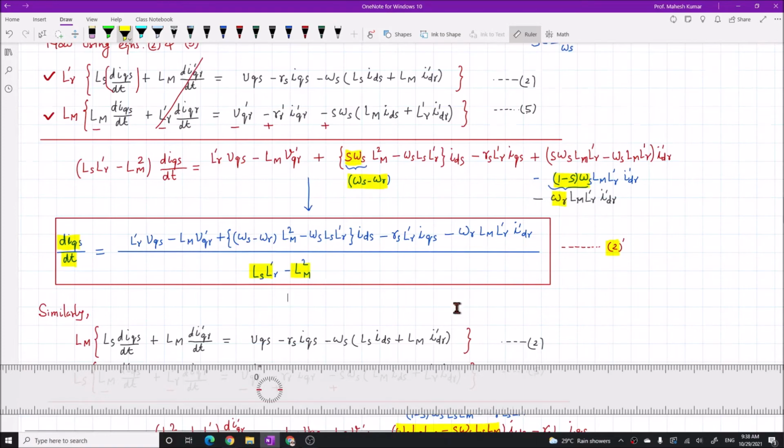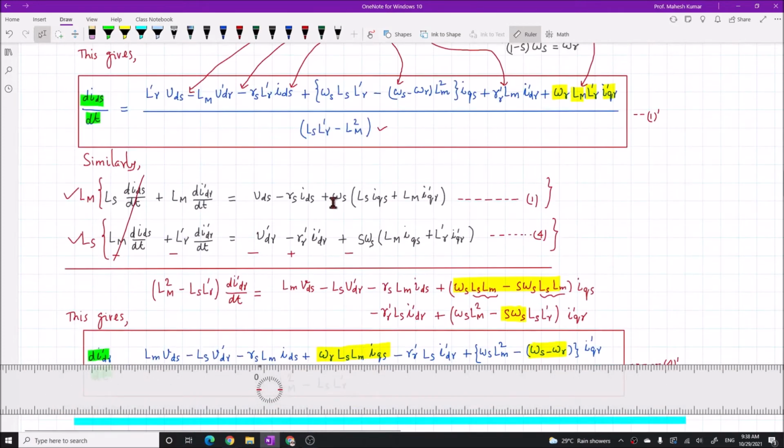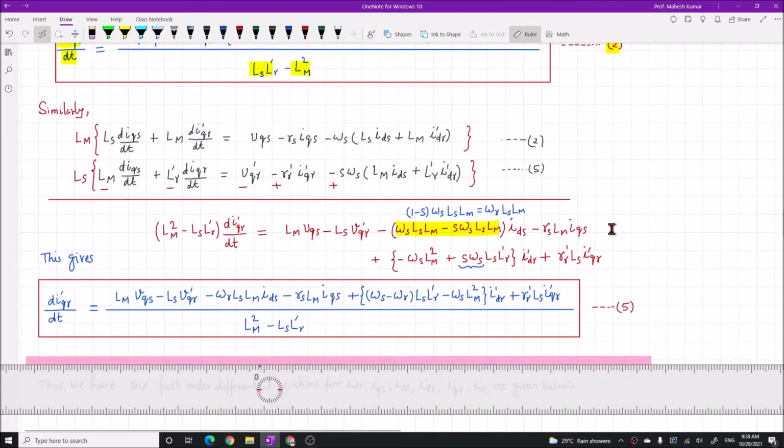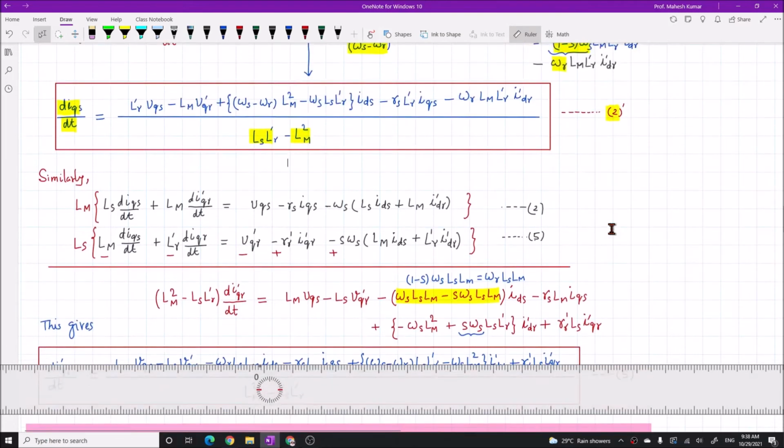This denominator is similar to the first one, Ls Lr dash minus Lm square. This is also here, the denominator is Ls Lr dash minus Lm square. Now let us solve for dIqr dash by dt. For that, multiply equation 2 by Lm and equation 5 by Ls and solve for this. This time this term will go away and we will get dIqr dash by dt.